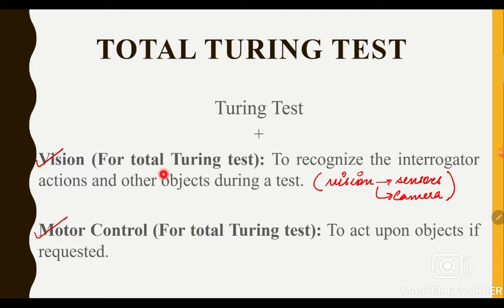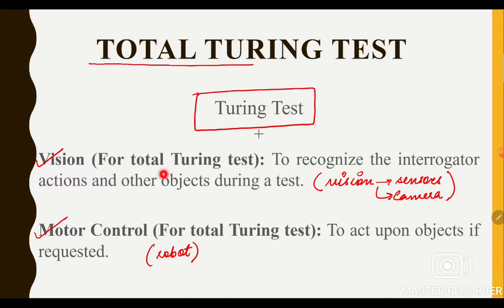The classical example of this can be a robot. A robot can take things, pass things, as well as act upon different things if required. So vision and motor control were two other parameters combined with the Turing test in order to perform a total Turing test. Right now, if any approach related to the acting humanly concept needs to be developed, it has to pass the total Turing test.